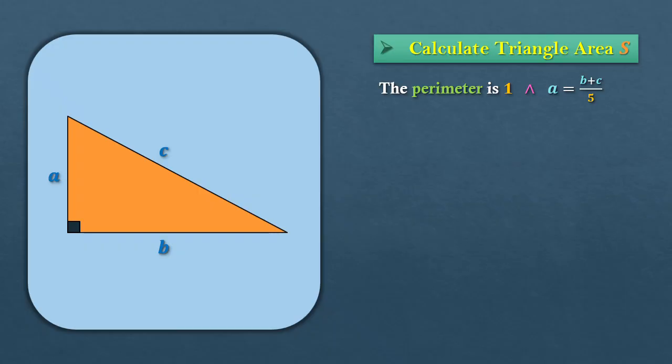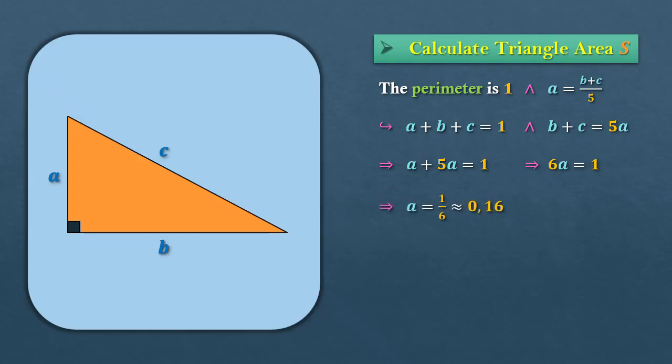We begin by using the fact that the perimeter of the triangle is equal to 1. This allows us to write the equation A plus B plus C equals 1. We also use the given equation A equals the quantity B plus C divided by 5. From this, we deduce that B plus C equals 5 times A. By substituting the expression B plus C equals 5 times A into the equation A plus B plus C equals 1, we obtain A plus 5 times A equals 1. This simplifies to 6 times A equals 1, which means that A equals 1 divided by 6, which is approximately equal to 0.16.